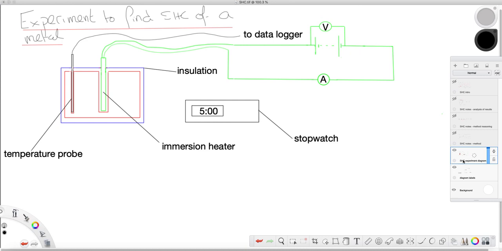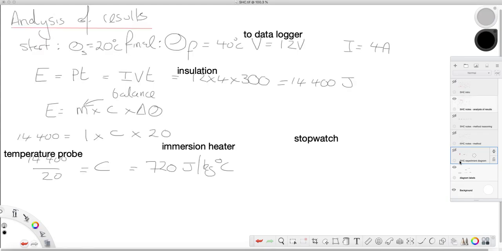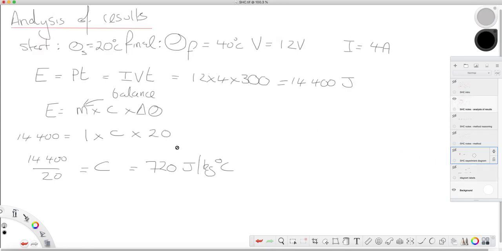So let's look at the implications of that. Let's get rid of my labels. So this figure, if we look at our equation, this is too big. This figure is too big.